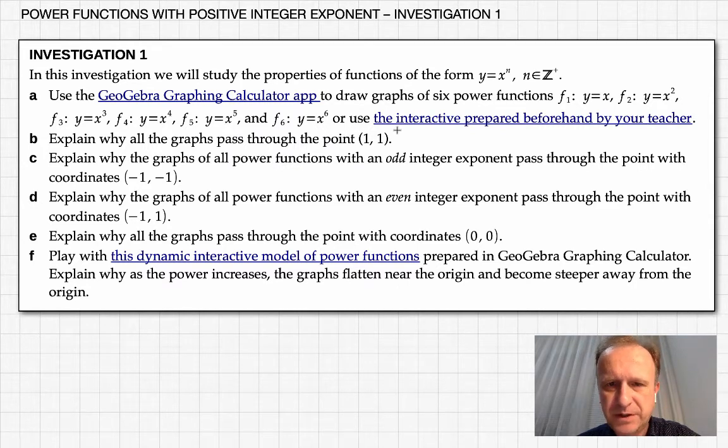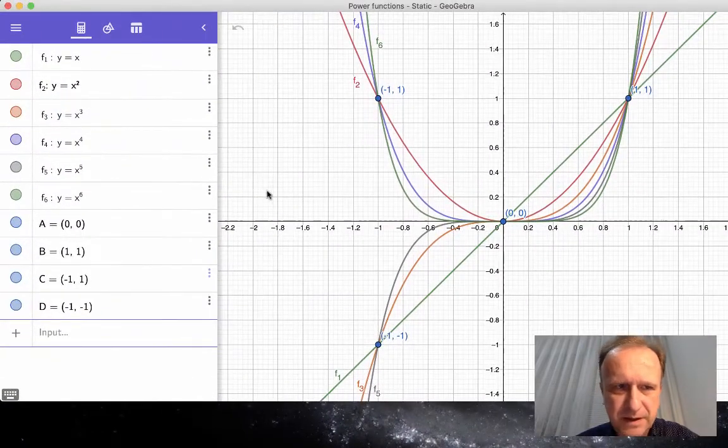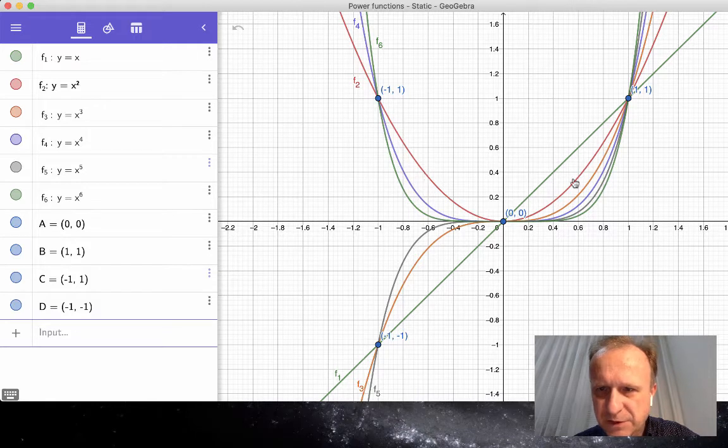Or alternatively, you can use this interactive prepared beforehand by me. You just click on this link and what you get is this interactive here. So we will work with this. Here are those functions. On the left, you can see them written here: f1, 2, 3, 4 until f6. Here they are distinguished from each other by different colors.